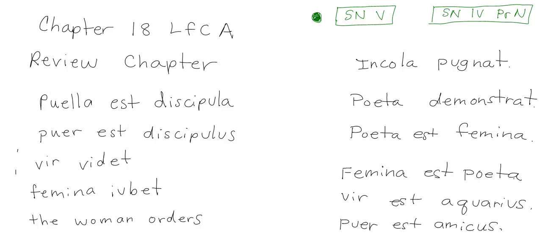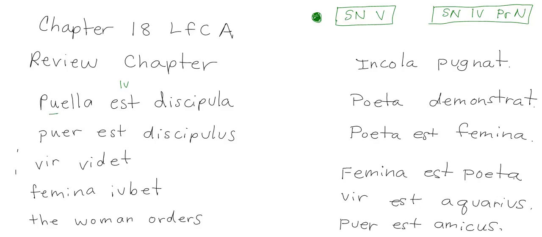So here we are. Subject and a verb, subject linking verb, and a predicate noun. This noun renames the subject. So here we go. Puella est discipula. This is pattern B. This is our linking verb. If I do a couple of these and you think you have it, stop the video, try to do them on your own, and then come back.